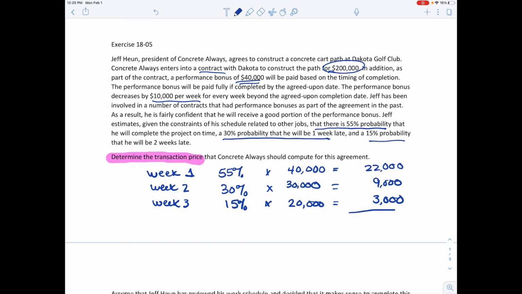So the amount that we're going to record is that 34,000, but don't forget we have to add that contract price. We're only negotiating the bonus, so the total amount would be that full $234,000 that we would recognize.